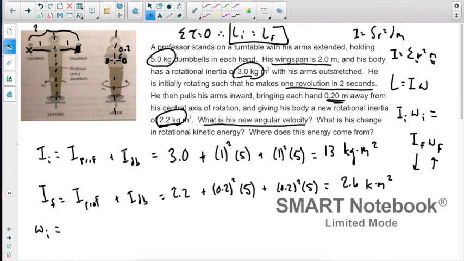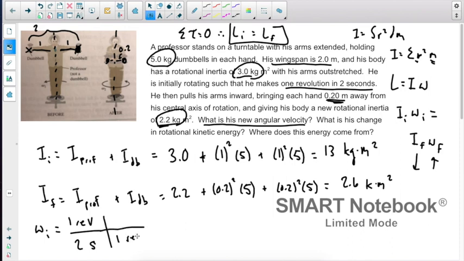So what do I know is true beforehand? Well, it says he makes 1 revolution in 2 seconds. So 1 revolution every 2 seconds. Remember what the unit of angular velocity needs to be. It needs to be radians per second. So all I need to do is a quick unit conversion.